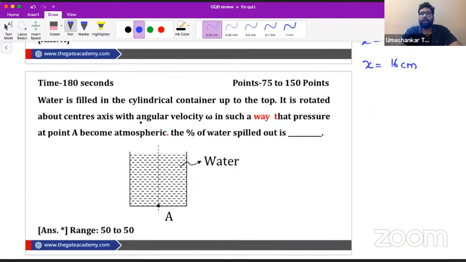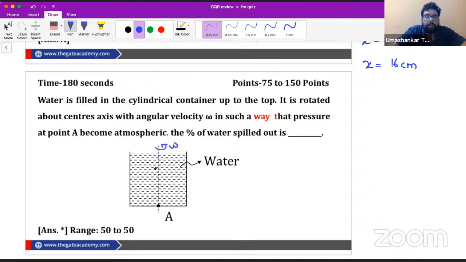I think none of you have answered it correctly, so let's discuss this one. Water is filled in the cylindrical container up to the top. It is rotated about the central axis with angular velocity omega in such a way that pressure at point A becomes atmospheric. The percentage of water spilled out is to be found.